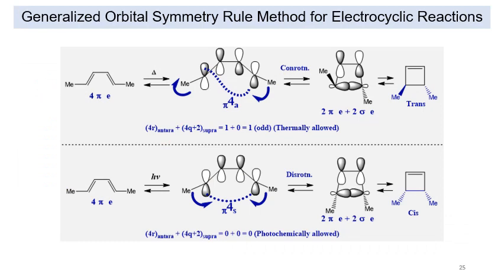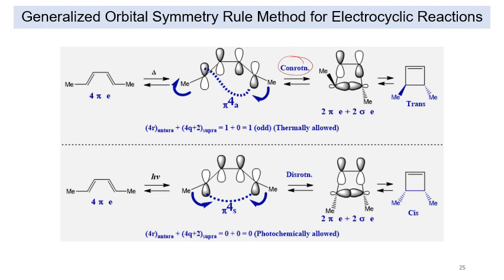All right, now let's go to the Woodward-Hoffmann generalized orbital symmetry rule. Okay, let's take this particular system. This is dimethyl butadiene, and let us see the conrotatory ring closure. What are we having here?